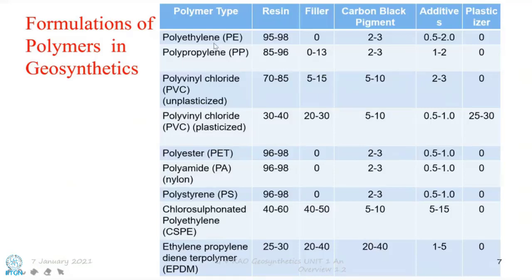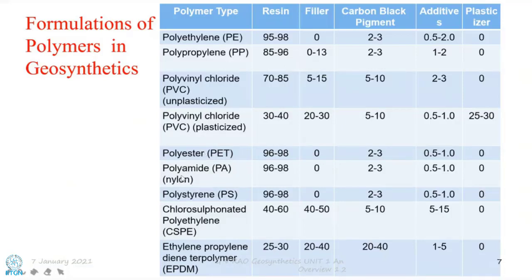Then we go to polyethylene and polypropylene. Polyethylene PE is 95 to 98%. And then, of course, the carbon black is there, additive is there, and things like this. Now, polypropylene PP is 85 to 96%. So when we say polypropylene geogrid made by one company, geotextile made by one company, it may be using polypropylene of, let's say, 85% resin. Some other company may be using 90% resin. So it's not exactly the same. It is similar, actually. That is what you have to remember.